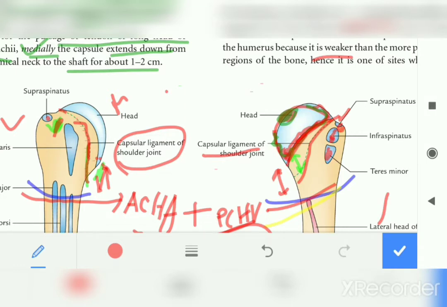Okay, we can see the mnemonic: SITS, supraspinatus, then posteriorly there will be infraspinatus, then lastly there is the teres minor muscle.